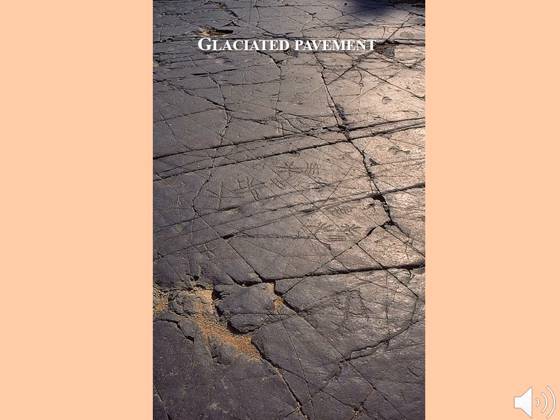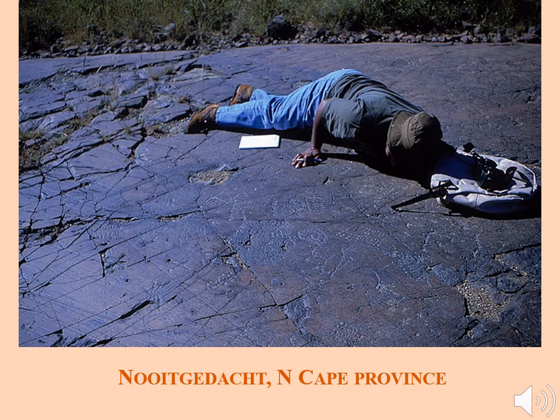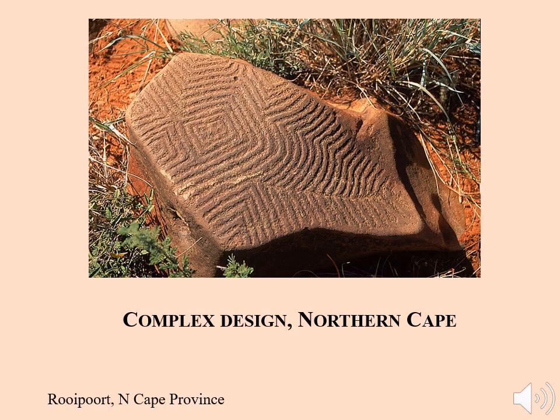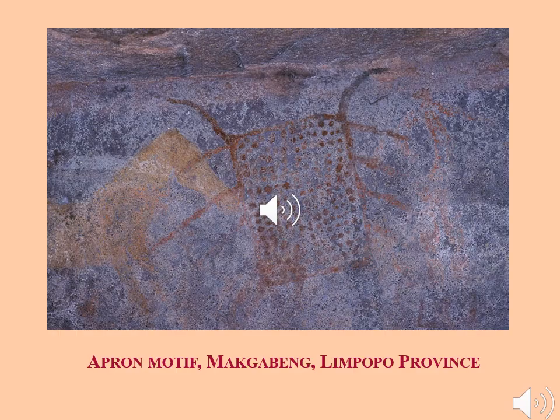Here we can see another view of some of the variety of symbols on the glaciated pavement at Driekops Eiland. Here is my colleague, Catherine Namono, who is getting up close and personal with the engravings, lying down next to them in order to see further details. Here we have another example of a very complex and beautifully executed design that's made to cover the entire rock face. And this is from close to Kimberley in the Northern Cape.